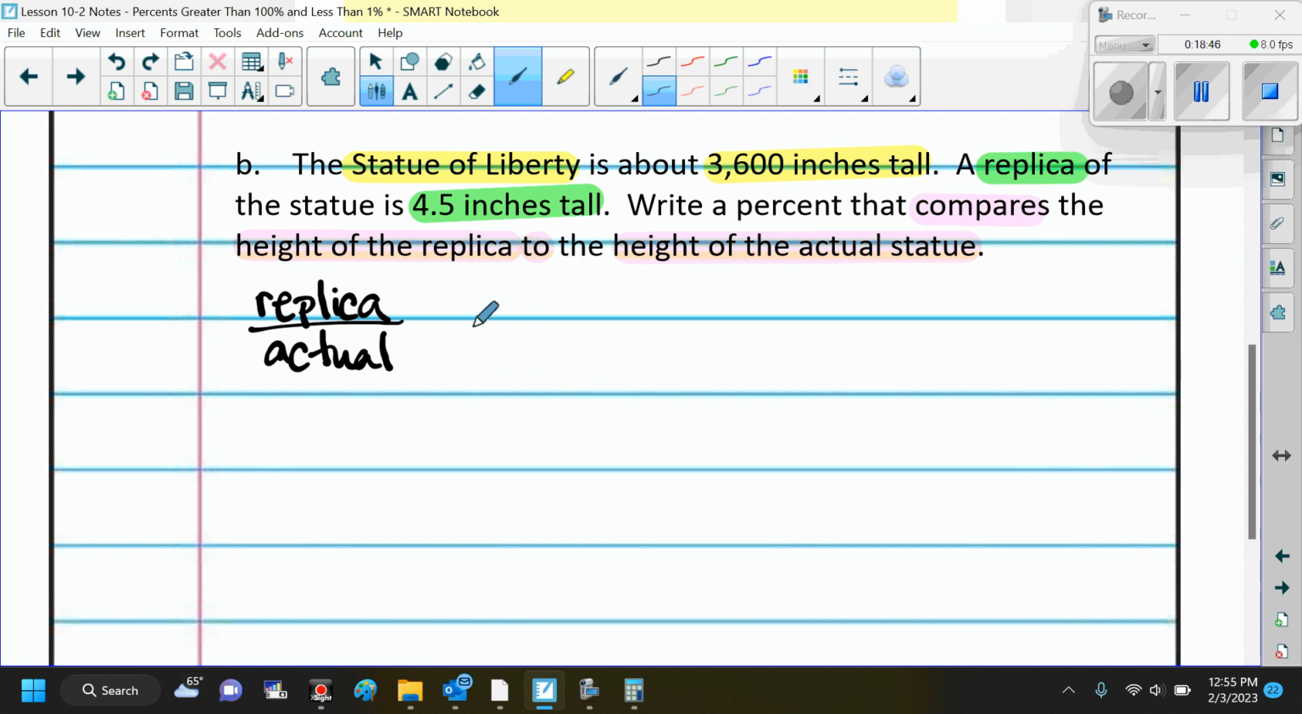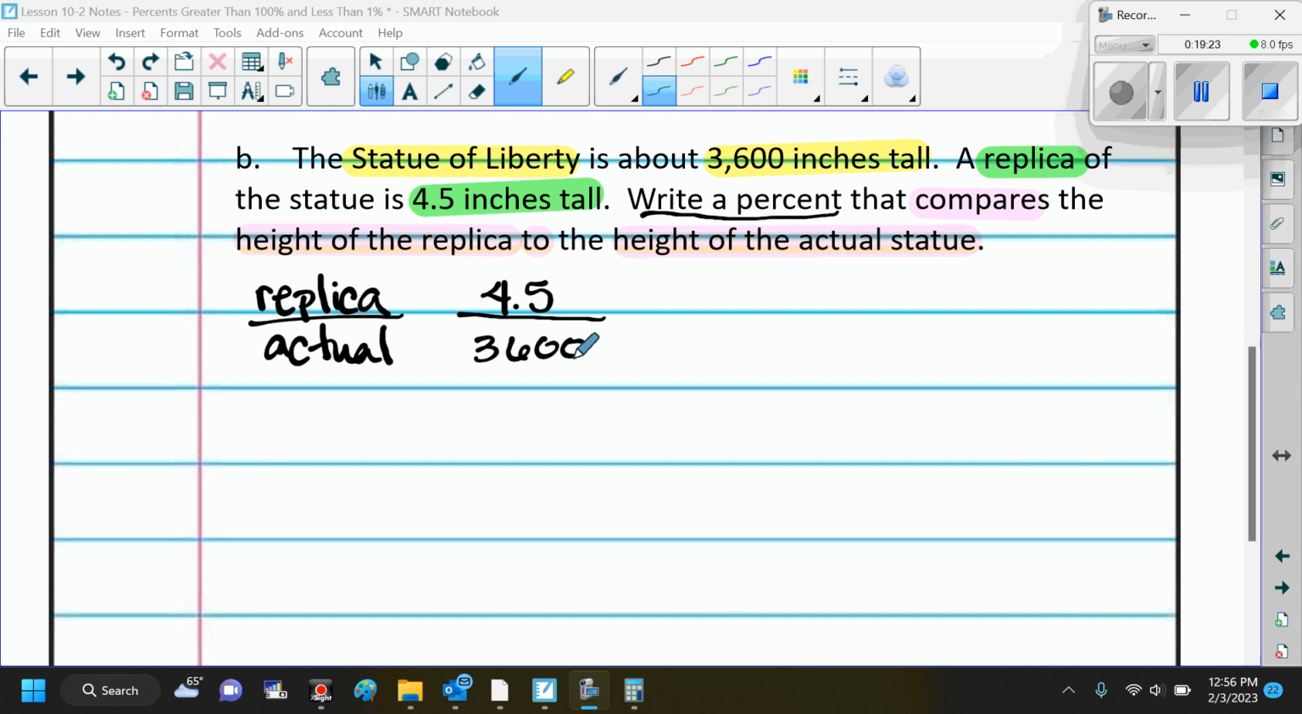So now we can set up our ratio. So it says here the actual statue is 3,600 inches tall. So that's going to go down here in the denominator, 3,600. And we want, let's see, the replica of the statue is 4.5 inches tall. Okay, now we want to write a percent that compares the height of the replica to the height of the actual statue. So this is what we want to change to a percent.